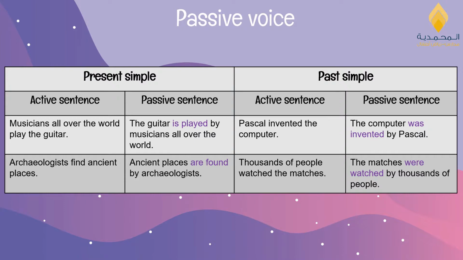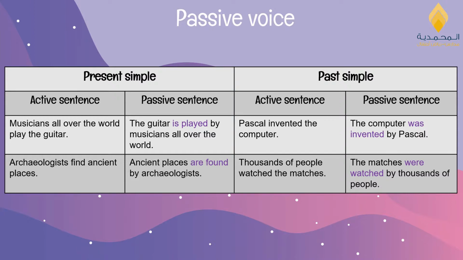So take a look at these examples. Musicians all over the world play the guitar. When I want to change this active sentence into a passive sentence: the guitar is played by musicians all over the world. Another example, archaeologists find ancient places. Ancient places are found by archaeologists.